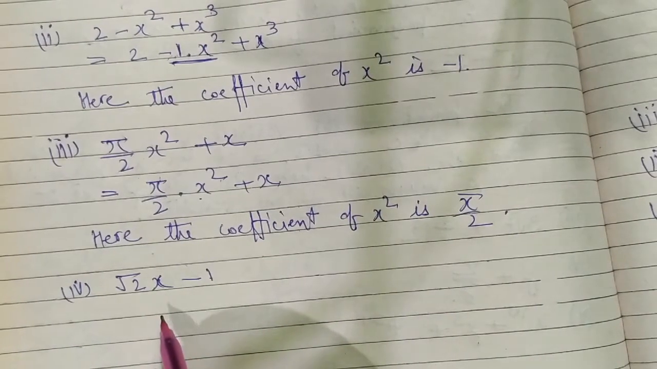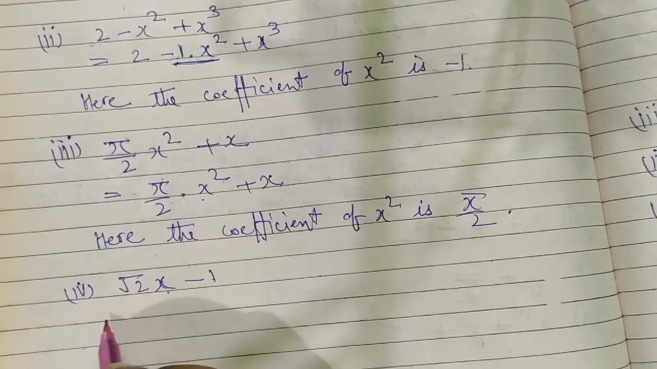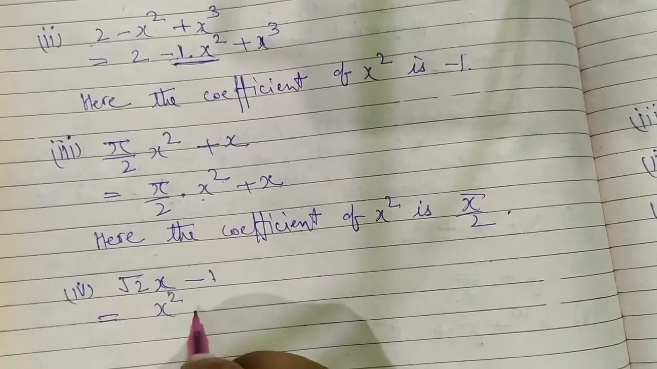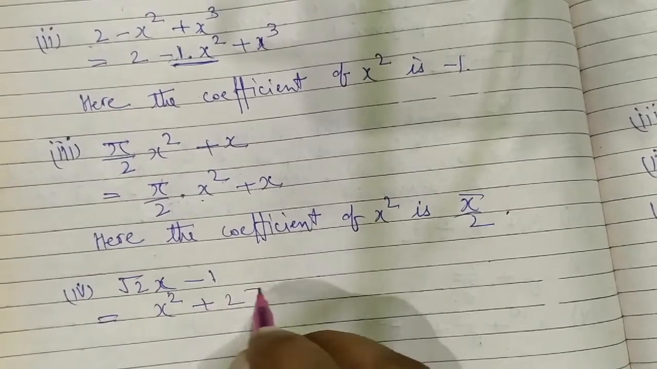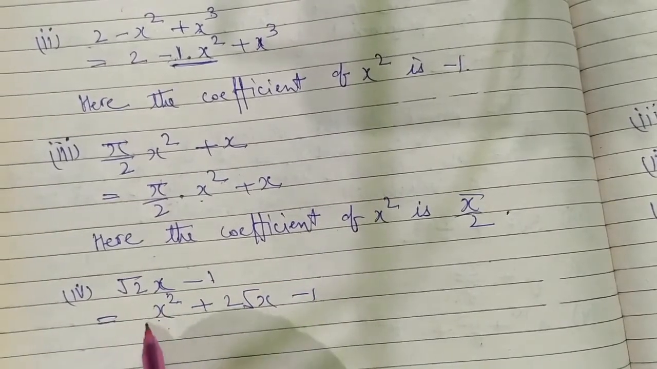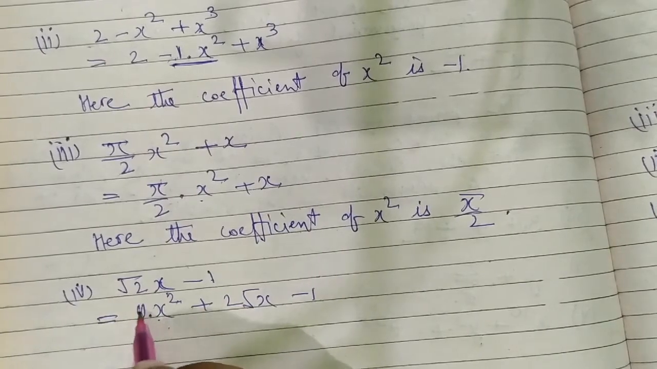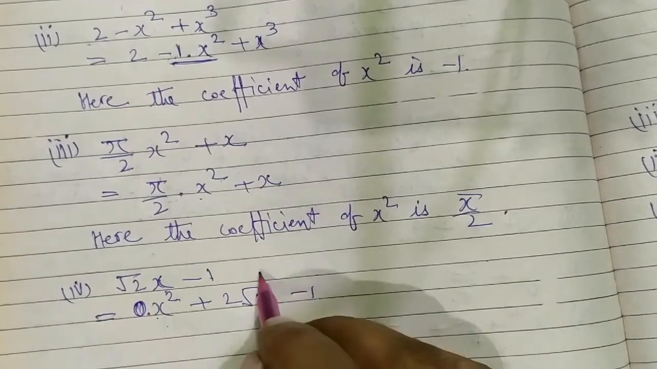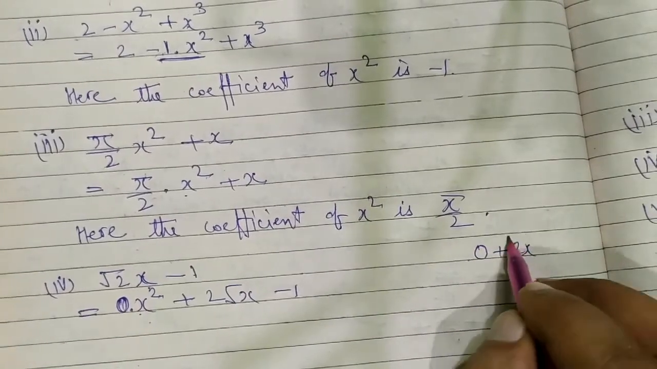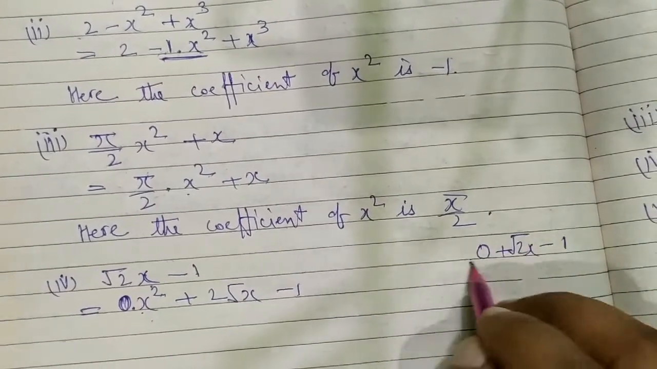Now this is the next one. Here there is no x square, as we can see. It is just the x, so we need to change this expression. Now if we put x square here, there is no x square, so we can't put 1, right? We need to put 0, because it can be 0 plus 2x minus 1. It can be like this.